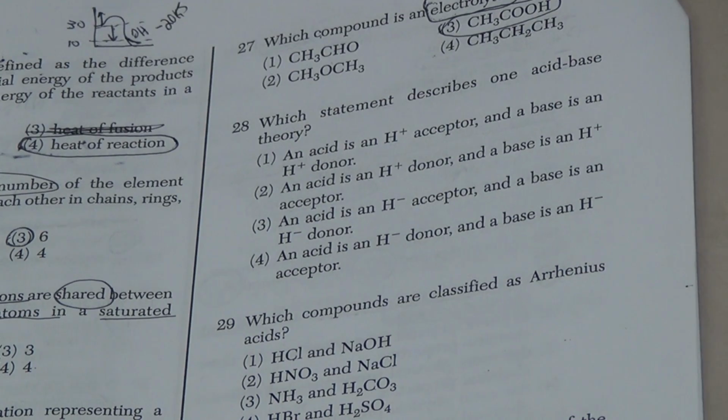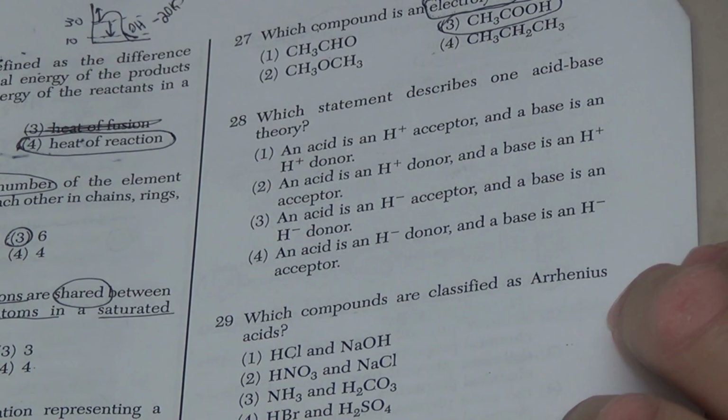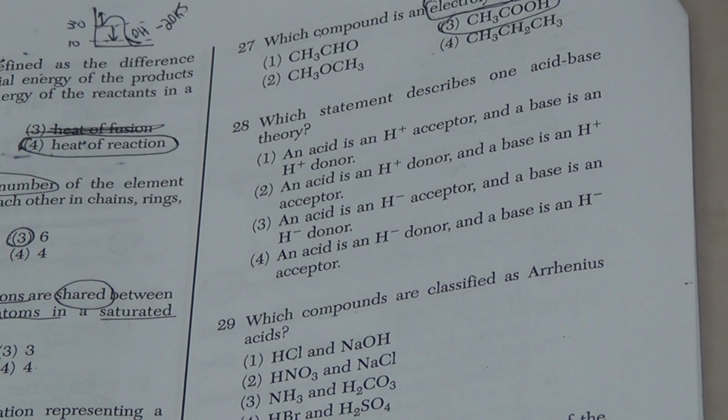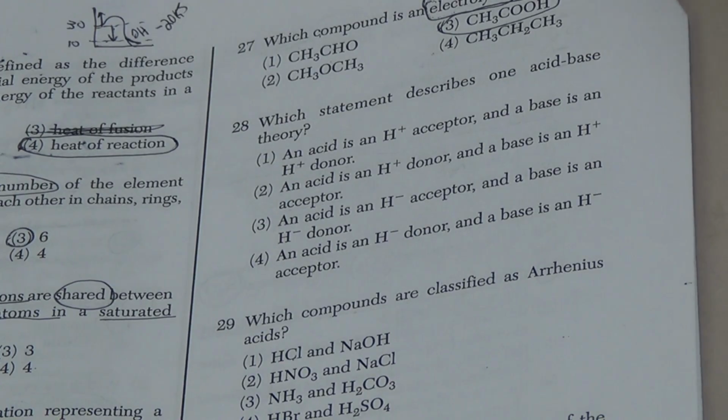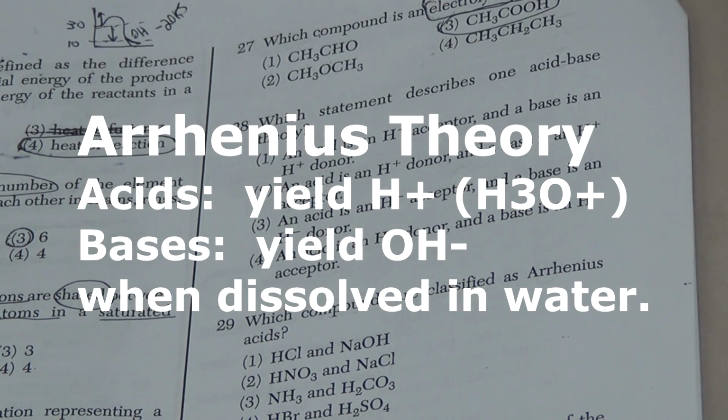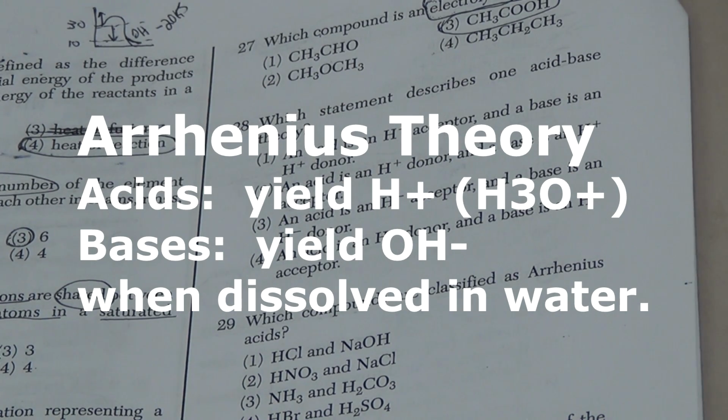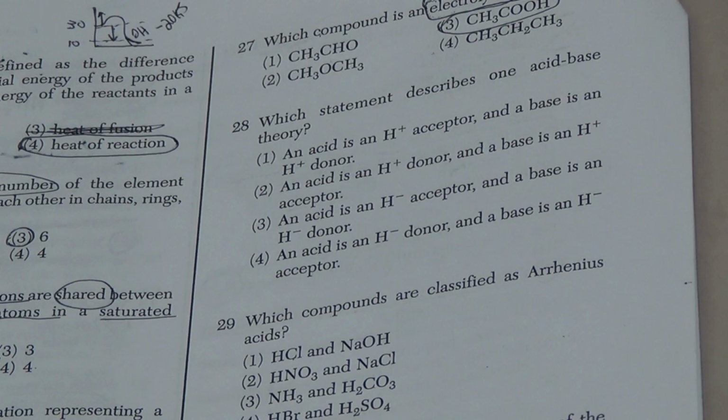Number 28. Which statement describes one acid-base theory? This kills me. There are two acid-base theories that the Regents tests. One of them is called the Arrhenius theory. Now, the Arrhenius theory states that an acid is the one that yields H plus when dissolved in water, the only positive ion in solution. And an Arrhenius definition of a base is anything that dissolves in water to yield OH minus as the only negative ion in solution.